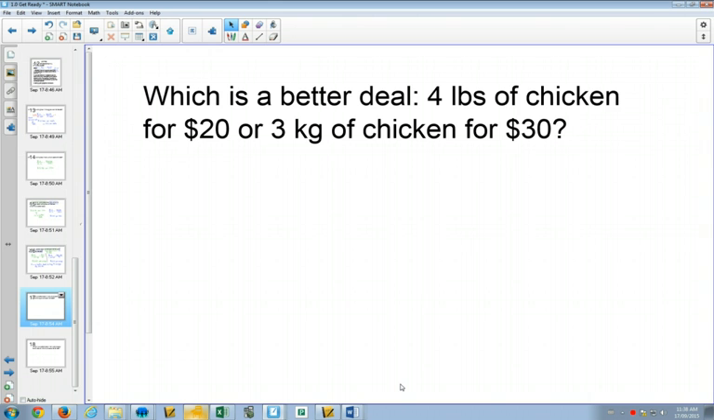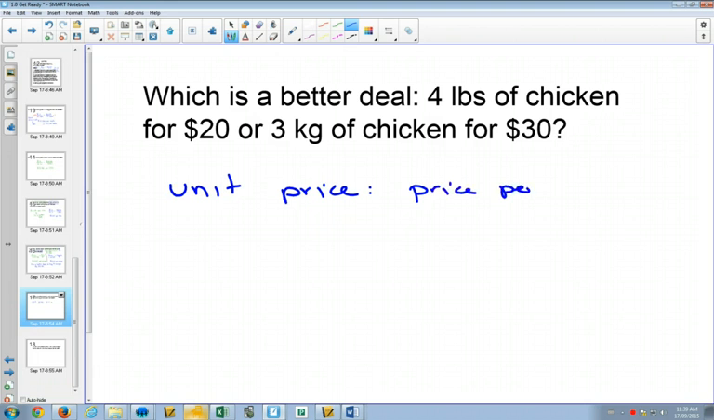We can't figure out the price per kilometer here. It doesn't matter which one you choose. It's not that one is right and one is wrong, but we need to pick a unit price. So our unit price that we're going to compare with, does someone have a preference? Price per kilogram? Okay. We'll pick price per kilogram.